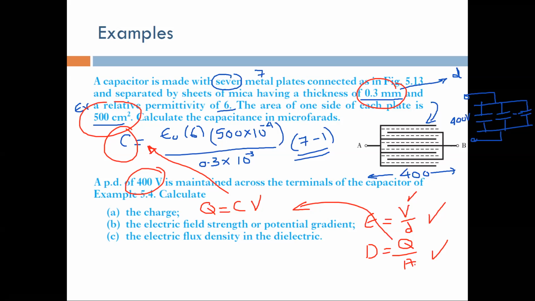Student: Doctor, where can we get the value of epsilon naught, from the previous question, the first question? Epsilon naught is a constant. It's a universal constant.